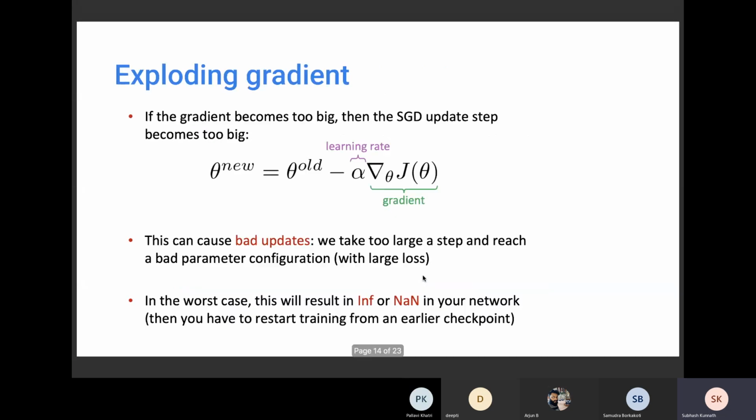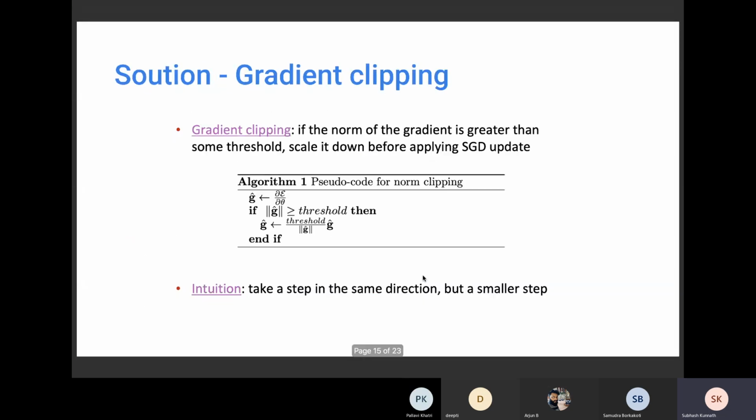Exploding gradient can be quickly solved by gradient clipping. If the gradient is going beyond a threshold, limit it within the threshold but keep the direction. You divide it by the norm of that vector, and keep the same direction.